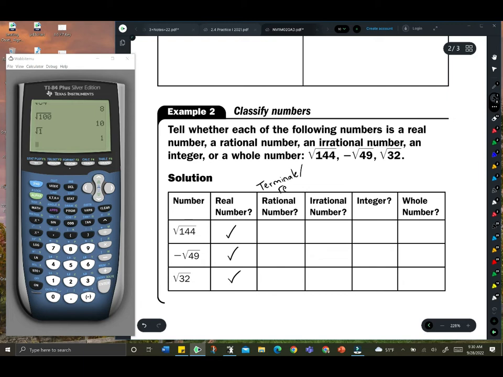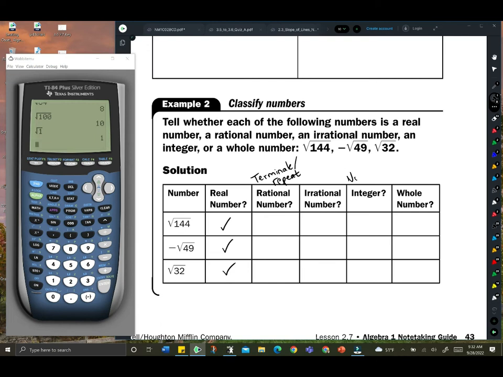Irrational numbers, no repeats, and do not terminate. Integers, remember those are non-decimals. They can be positive or negative. And whole numbers, they are no decimals, only positive. Okay, so classifying these numbers.